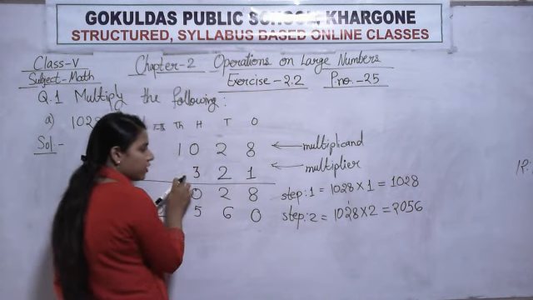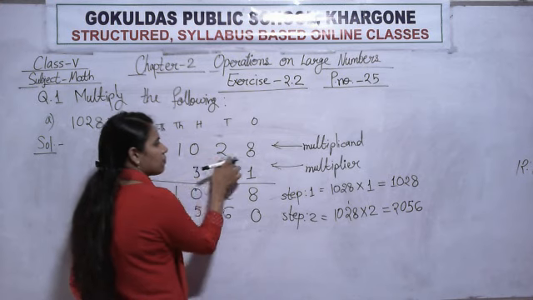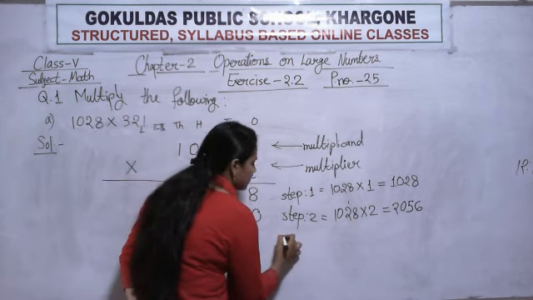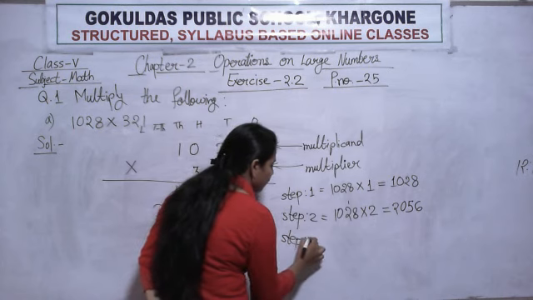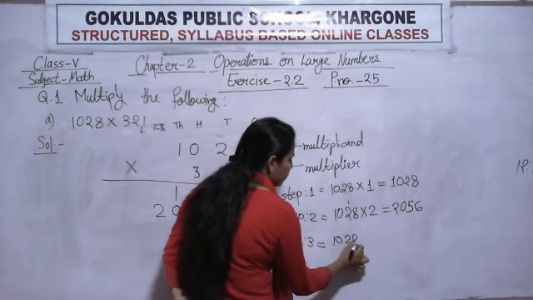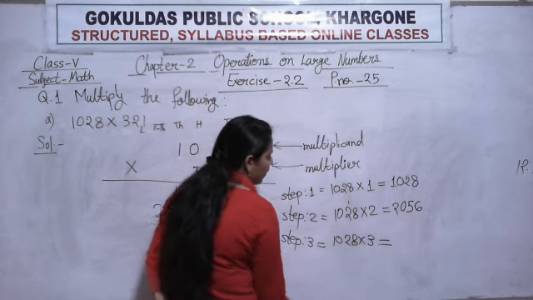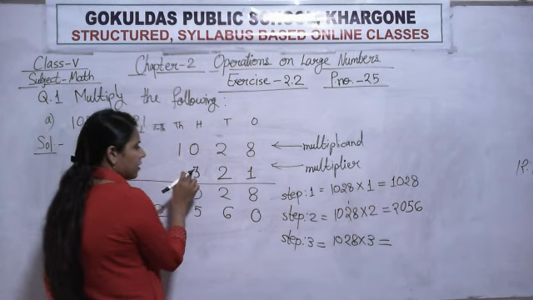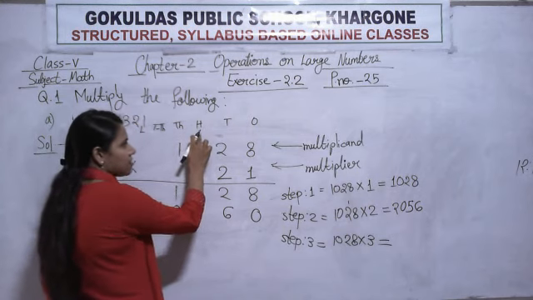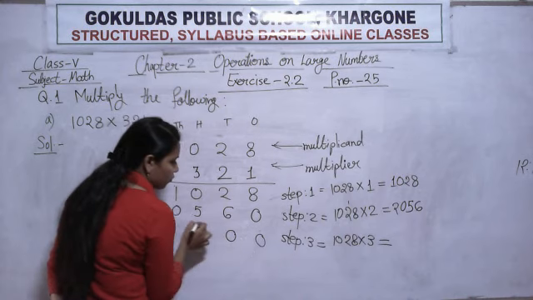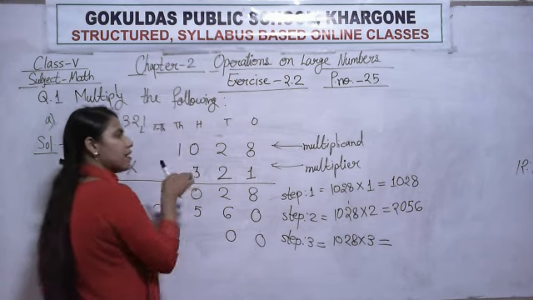Okay, now step 3. In step 3 you will multiply 1028 by this 3. So in step 3, what will you do? You will multiply 1028 by 3. Now listen here, 3 is at the hundreds place, so put 2 zeros.